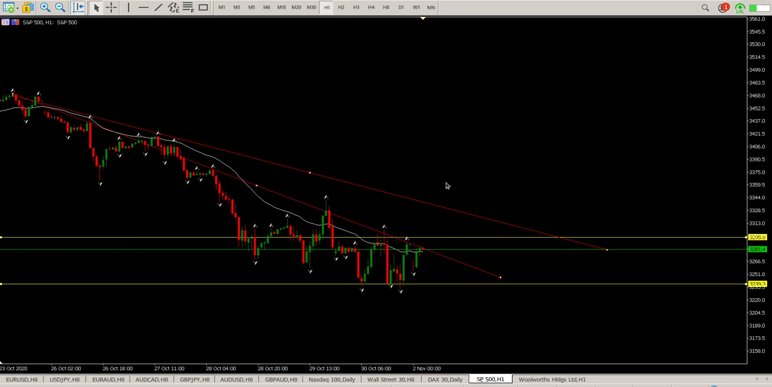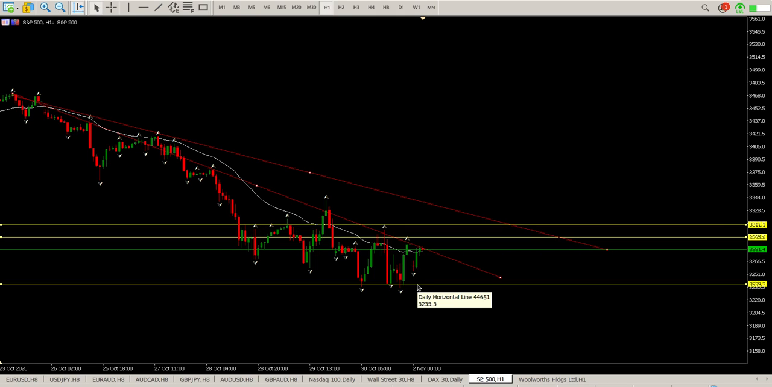Or alternatively, we're just going to muck around between these two levels: the bottom level will be 32.39 and the top level 33.11. Me personally, I'm staying out of this until the elections are over tomorrow, so I'll probably only be trading the market again on Wednesday.